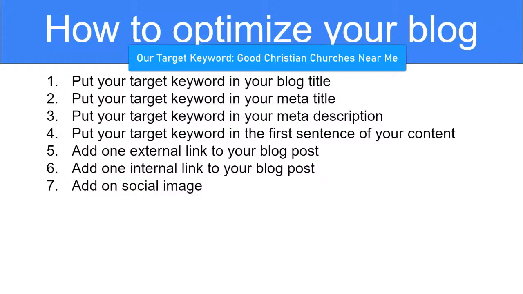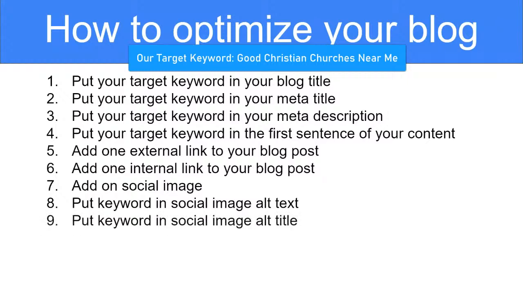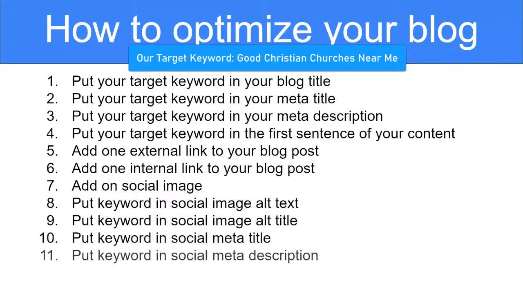Step number seven, add one social image. Step number eight, put keyword in social image alt text. Step number nine, put keyword in social image alt title. Step number 10, put keyword in social meta title. Step number 11, put keyword in social meta description. And step number 12, add one embedded video. So let's get into step by step on how to do each one of these steps.